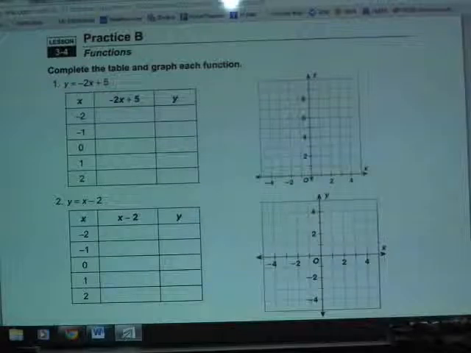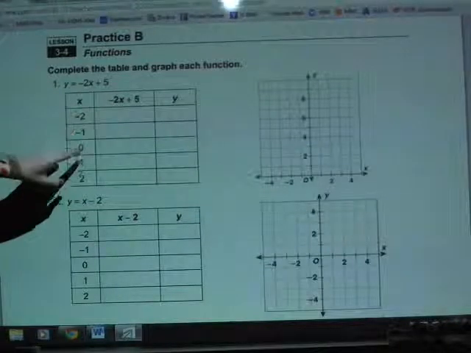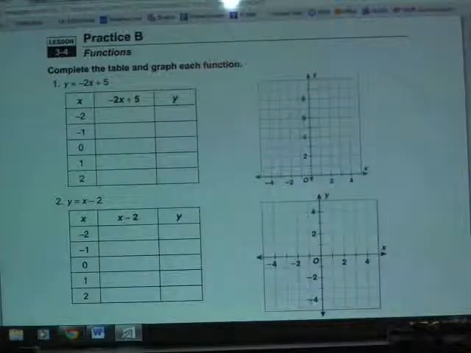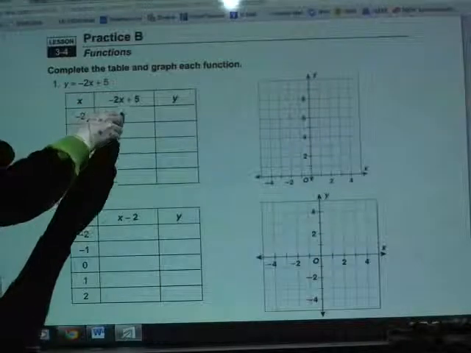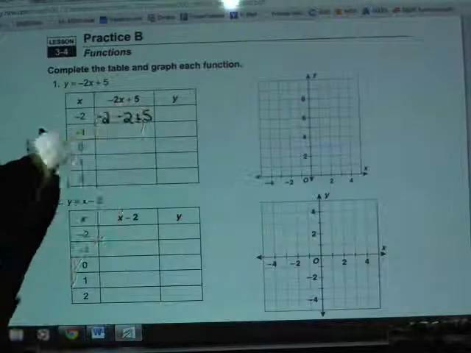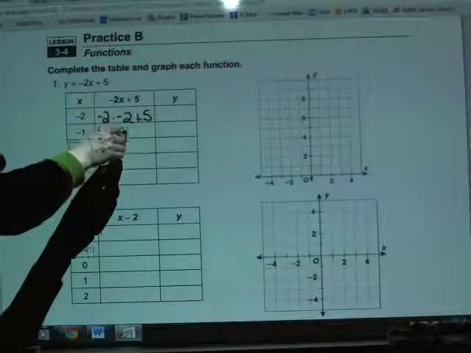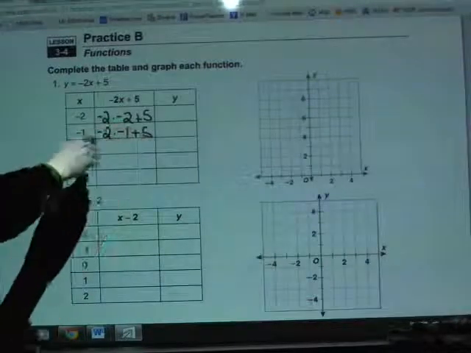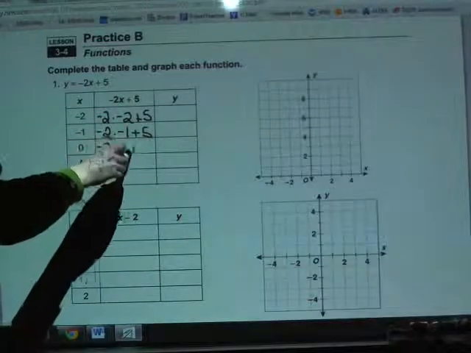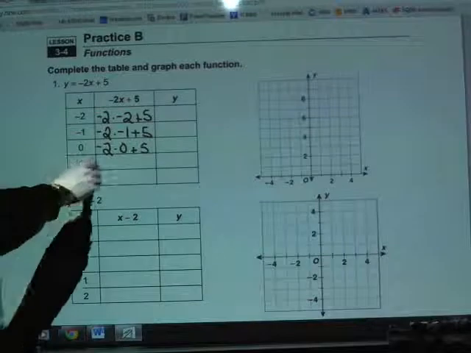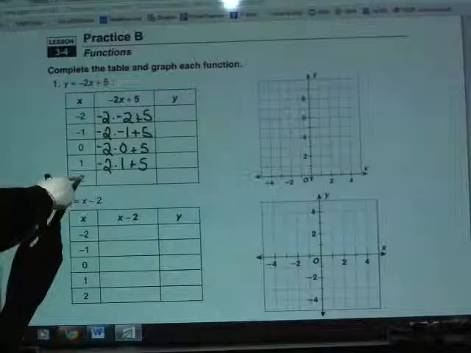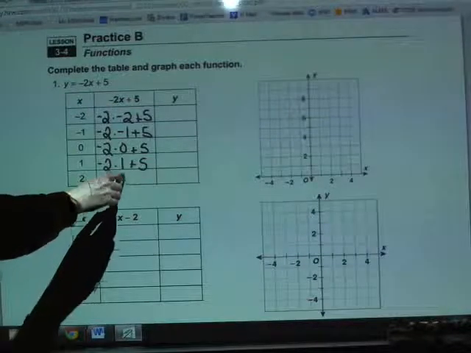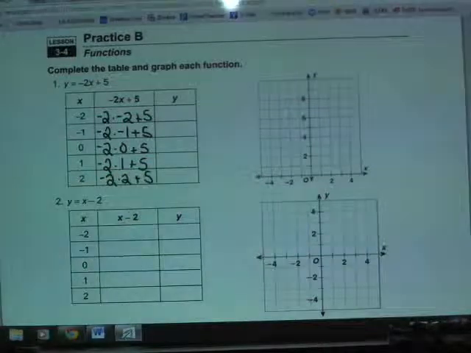So where we've got negative 2x plus 5, I'm going to change x into each one of these numbers. In the first one there, since they wanted me to use negative 2, that's going to be negative 2 times negative 2 plus 5. The next one down with negative 1 is going to be negative 2 times negative 1 plus 5. The next one with 0 is going to be negative 2 times 0 plus 5. This one here with 1 is going to be negative 2 times 1 plus 5. And finally with 2, negative 2 times 2 plus 5.